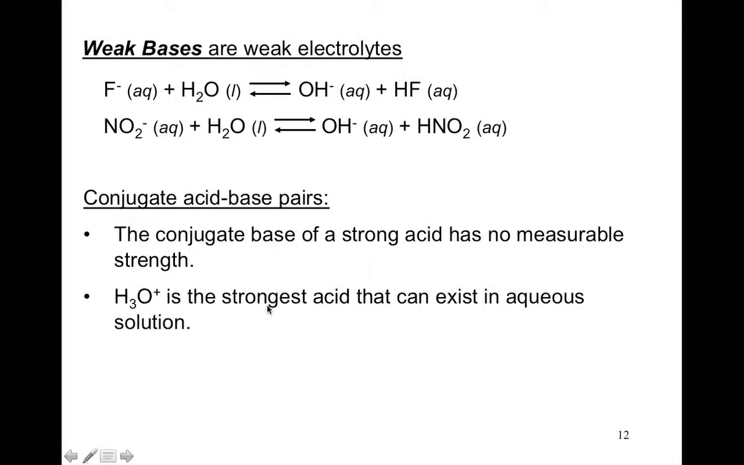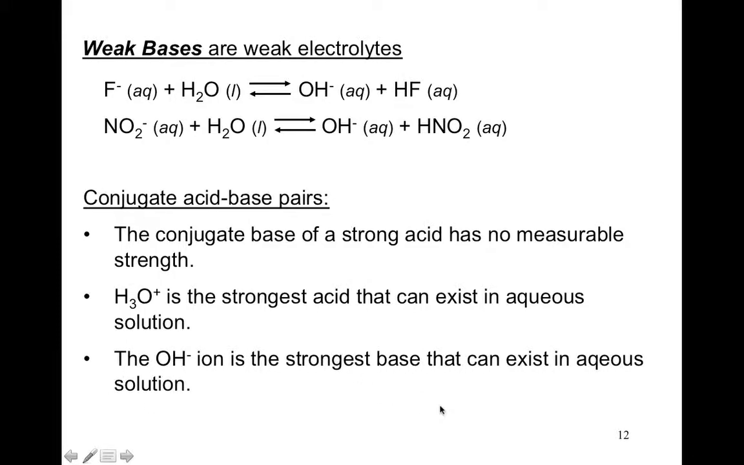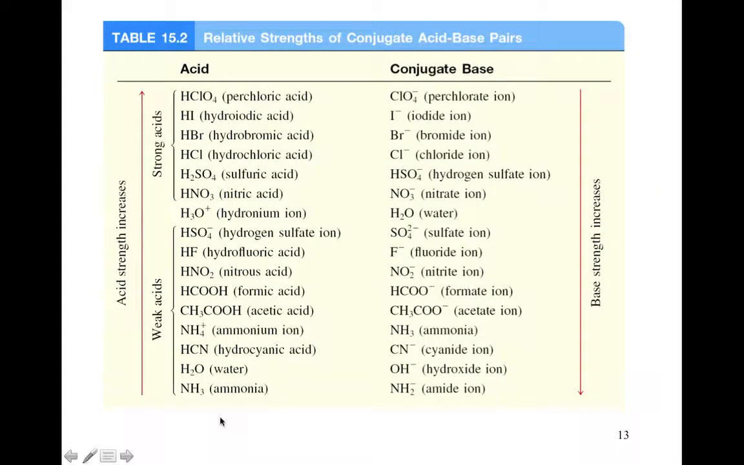Hydronium is the strongest acid that can exist in aqueous solution. It really wants to get rid of that extra hydrogen to become the very stable water molecule. And hydroxide is the strongest base that can exist in aqueous solutions. It really wants to gain that extra hydrogen to become a very stable water. So here's a look at some acids and conjugate bases. As the strength of the acid increases, the conjugate base strength decreases.